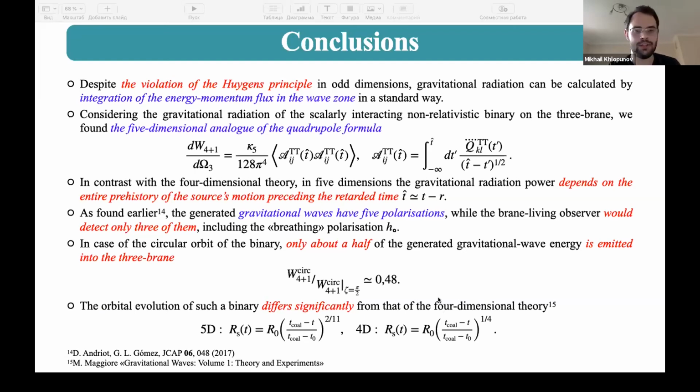So this system was just a toy model. Of course, it's insufficient in comparison with 4-dimensional general relativity. However, it was a very interesting toy model to consider odd-dimensional gravitational waves in the presence of Huygens principle violation.